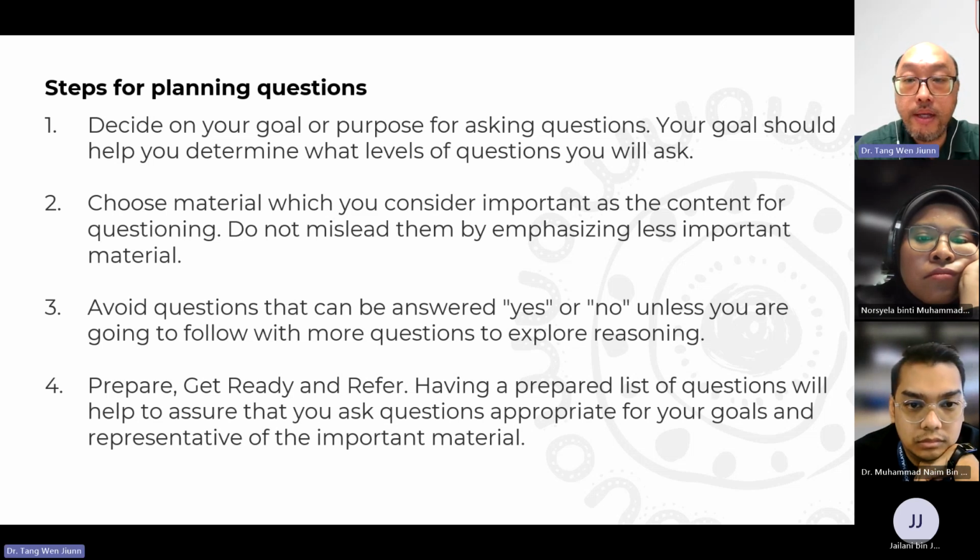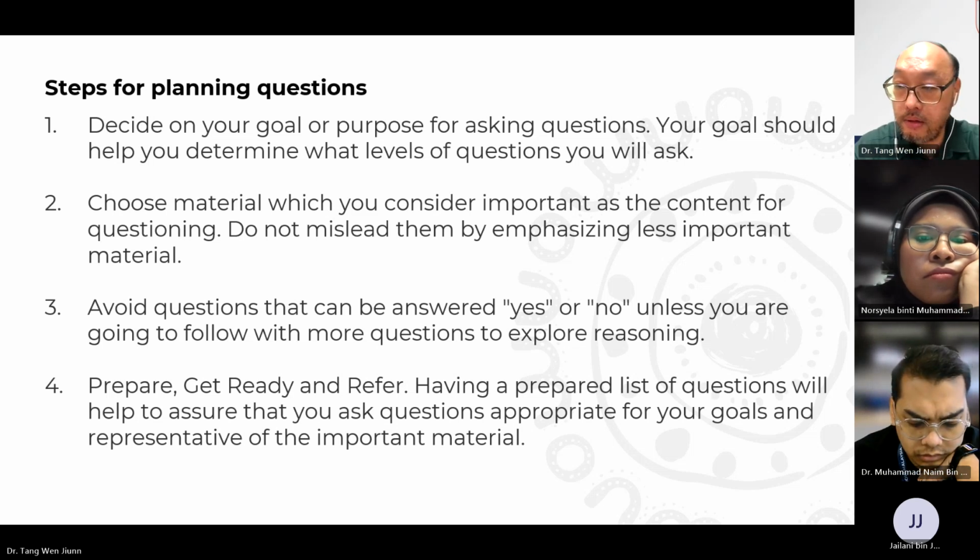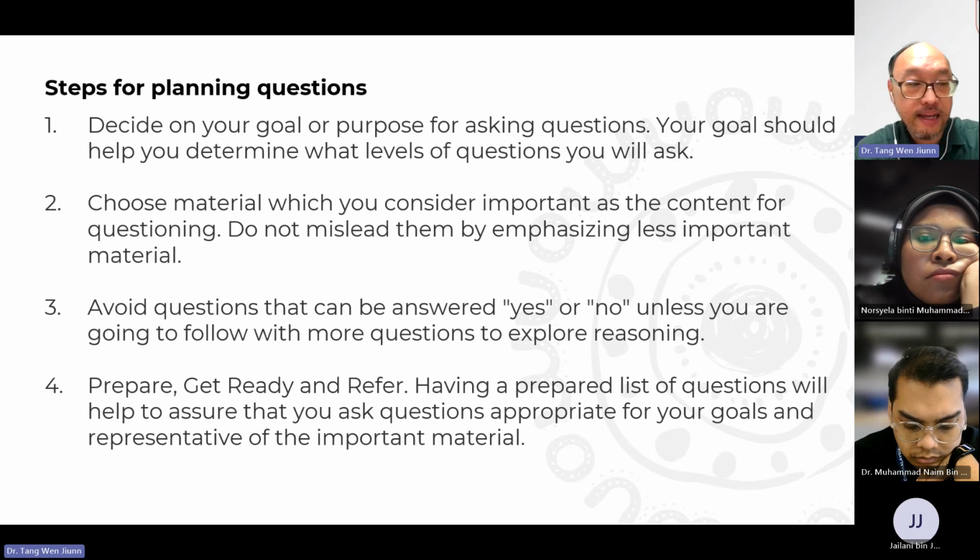For example, in your contents, you might have some non-important examples. So you don't create your questions based on those examples. Make sure it tests them on applying the actual concepts, the actual things that they should achieve in their learning outcomes.